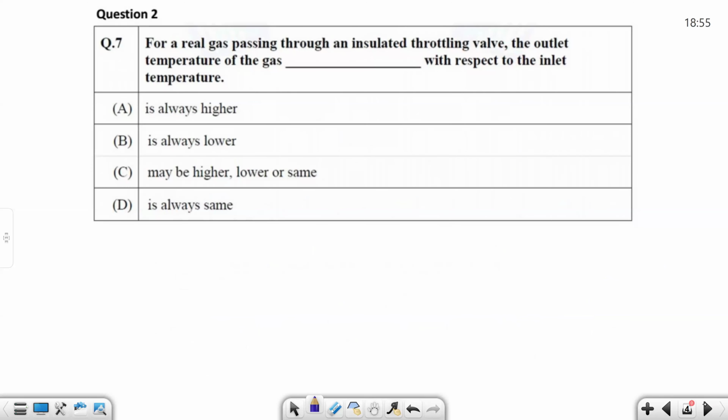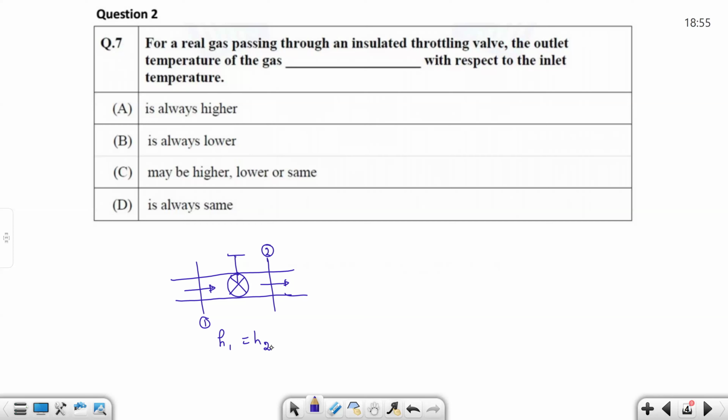So a real gas passing through an insulated throttling valve. So you have a throttling valve. So in the throttling, enthalpy remains constant. H1 will be equal to H2. But the temperature may increase or decrease or stay the same. Depends on the Joule-Thomson coefficient.